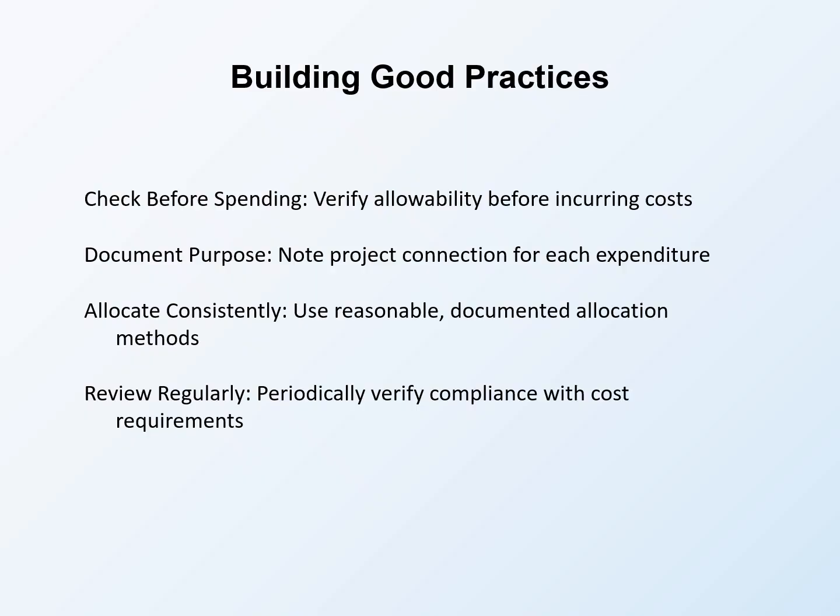Check before spending by verifying allowability before incurring significant or unusual costs. Take a moment to confirm the expenses permitted under regulations and your award terms. For routine costs, this becomes automatic. For unusual costs, explicit verification prevents problems. Document purpose by noting the project connection for each significant expenditure. A brief explanation of why the cost was needed for the project takes seconds when the purchase is made, but becomes difficult to reconstruct months later. Build this documentation into your purchasing workflow.